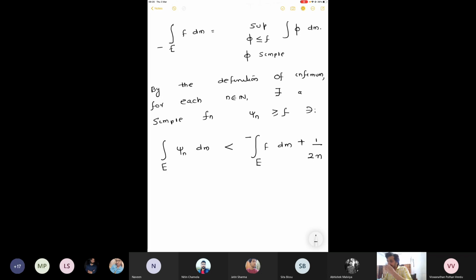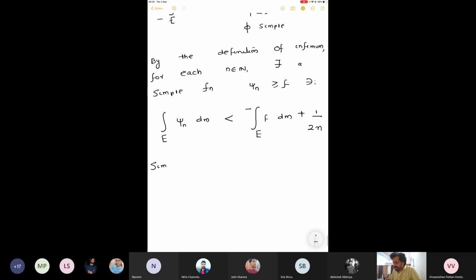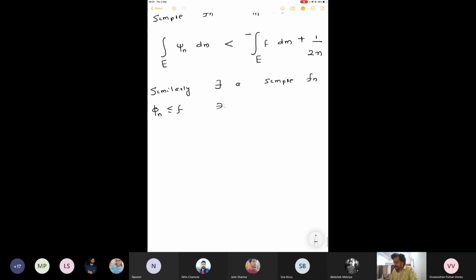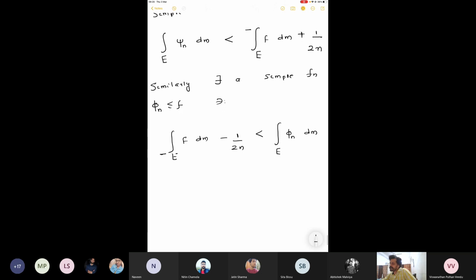That's what I applied. Similarly, there exists a simple function phi n less than or equal to f, such that the lower Lebesgue integral of f dm minus 1 by 2n is strictly less than the integral over E of phi n dm. Because this is supremum, nothing less than it can be an upper bound. Is that okay?